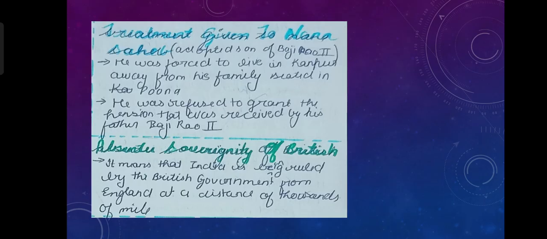It means that India was being ruled by the British government from England at a distance of thousands of miles. If you are ever asked about what is absentee sovereignty of the British, then you may write this definition and you are gonna get full marks. Make sure that it means that India is being ruled by the British government from England at a distance of thousands of miles.